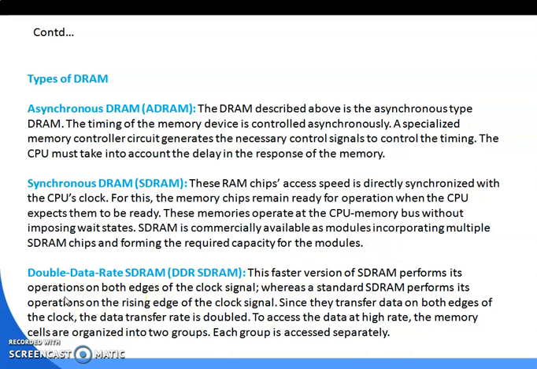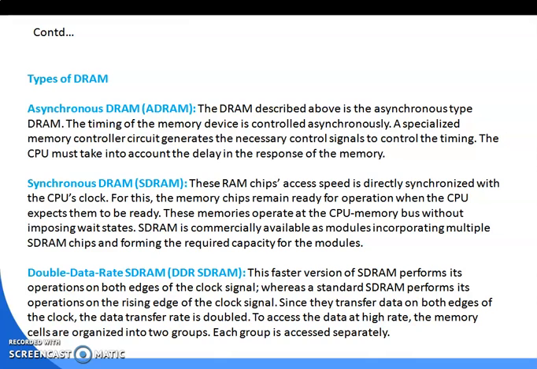Next is double data rate SDRAM, or DDR SDRAM. This faster version of SDRAM performs its operation on both edges of the clock signal, whereas a standard SDRAM performs its operation on the rising edge of the clock signal. Since they transfer data on both edges of the clock, the data transfer rate is double. To access the data at a high rate, the memory cells are organized into two groups. Each group is accessed separately.